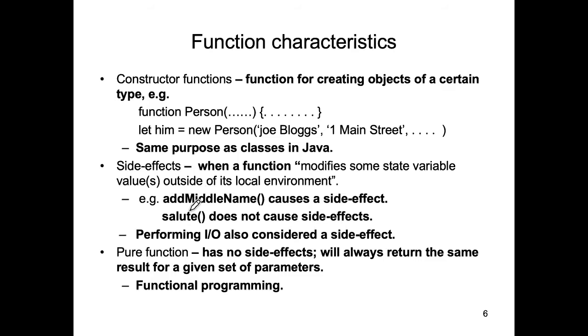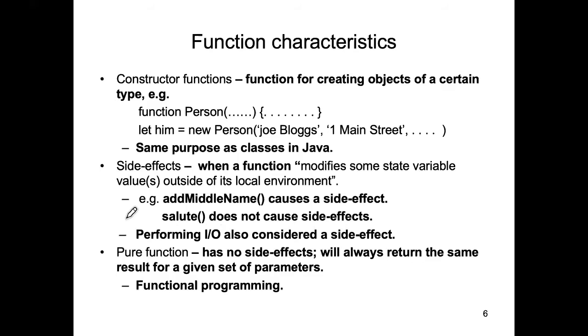The salute function, if you can remember, did not cause any changes to the person object that was passed into it. So we would say that the salute method did not have any side effects. By convention, any function that performs IO, we would say has side effects as well. So it's not just necessarily changing data outside of its scope. If it causes anything to happen outside of its scope, and clearly IO is something that happens outside the scope of a function, then such a function, we would say, has side effects.